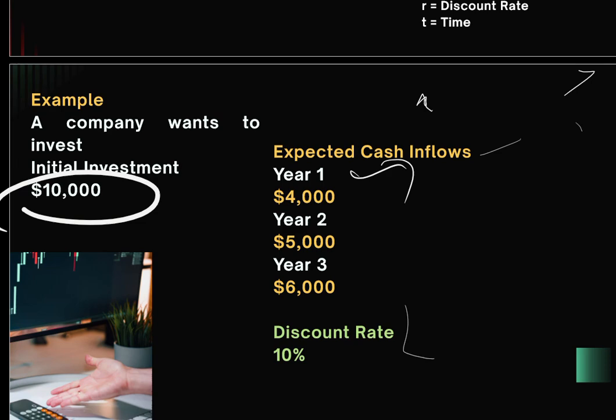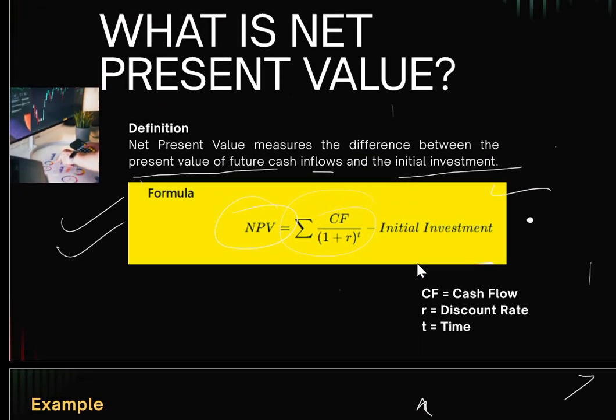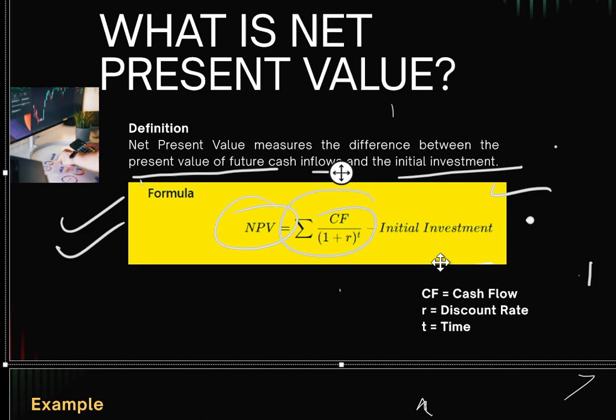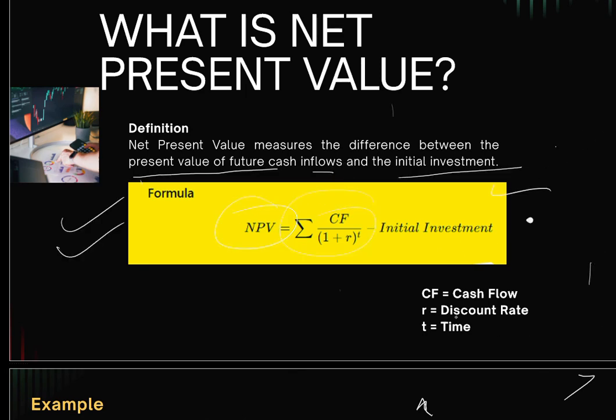Okay, so the formula to calculate NPV is very simple. The formula has been given here, so don't be afraid of it. It's actually the simplest formula here. CF means the cash flow, R is your discount rate as discussed earlier, and T is the time. You can write N also, there is no such problem. Then we will subtract this from the initial investment.